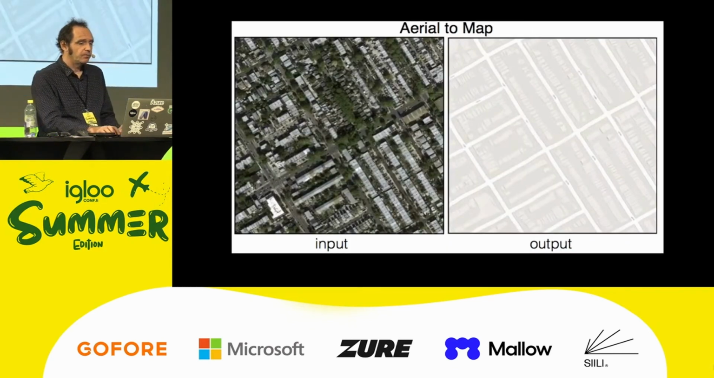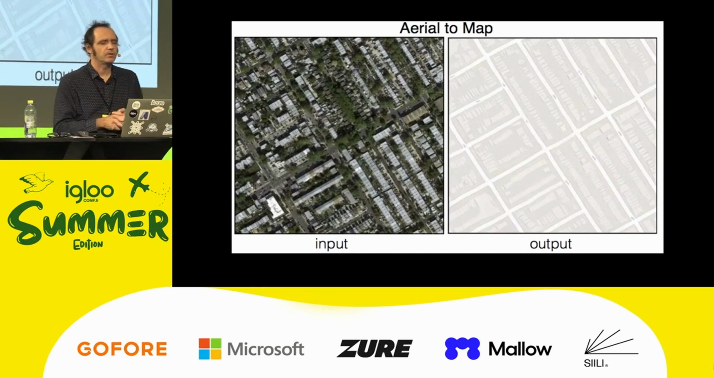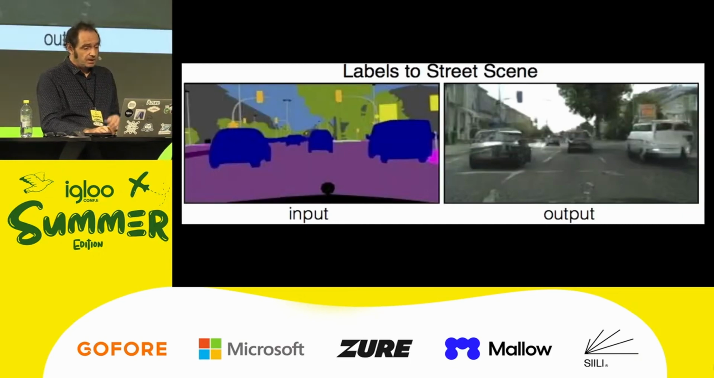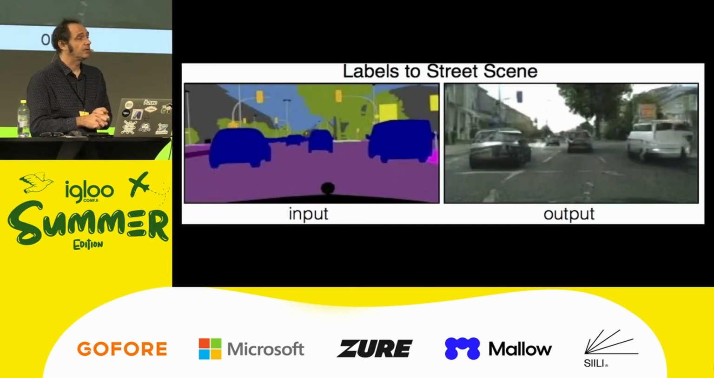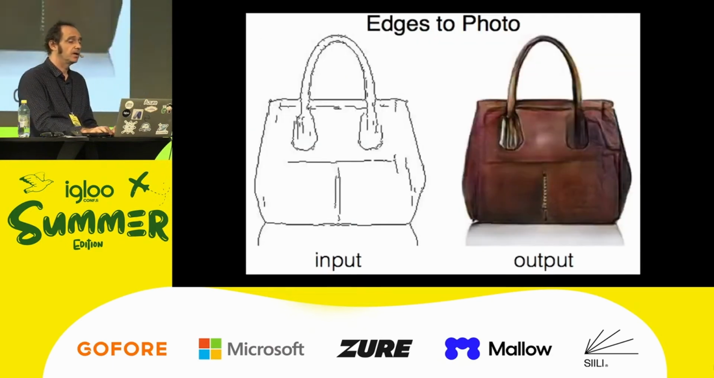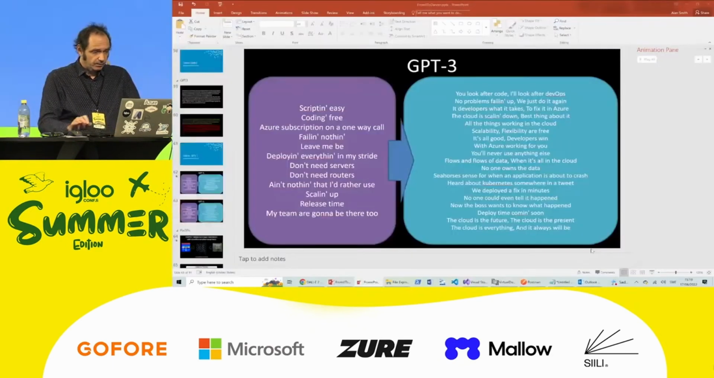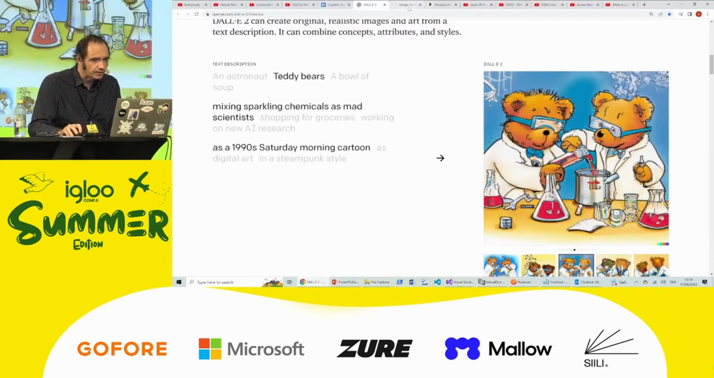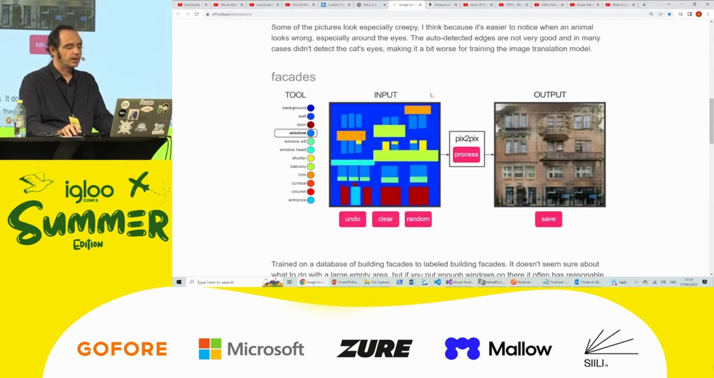It's able to do aerial photos to a map. It's also able to do maps to aerial photos as well. Imagine how much data you've got available on Bing Maps or Google Maps to be able to train the model to do stuff like that. Able to take labels and generate a street scene. Obviously, the gaming industry is going to be looking at being able to generate photorealistic graphics in games and so on. Black and white to color, day to night, edges to photo. You can play around with this as well. You can download it and train your own models. But there is a website where we can experiment with how this works.